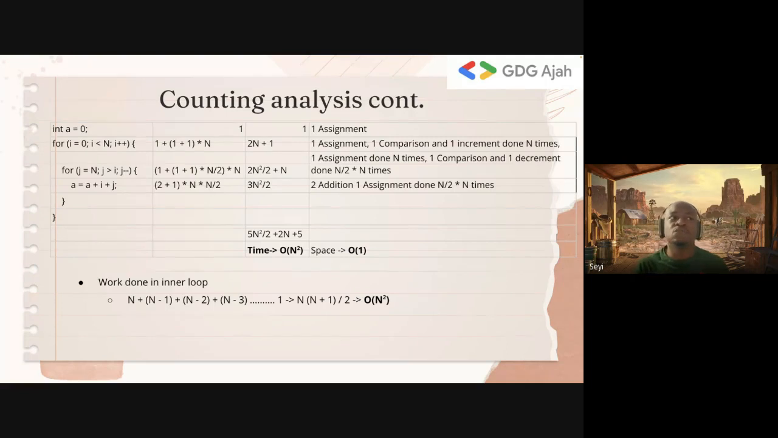The first time we do N work. The second time we do N minus 1 work. The third time we do N minus 2 work, N minus 3 work till we get to 1. So if you sum up that series, that's the formula there.